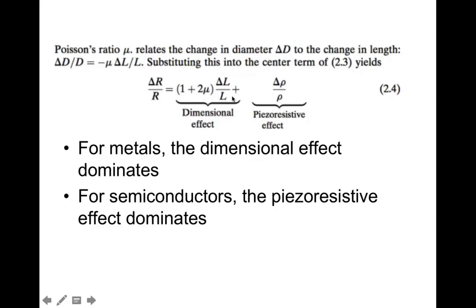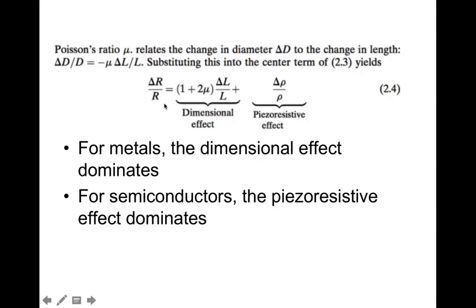So the delta L over L is a dimensional effect, and mu is a property of the material related to its mechanical properties. Delta L over L is the actual physical change in length over length, or the strain. Delta rho over rho is the change in resistivity over the resistivity, and it's referred to as the piezoresistive effect.